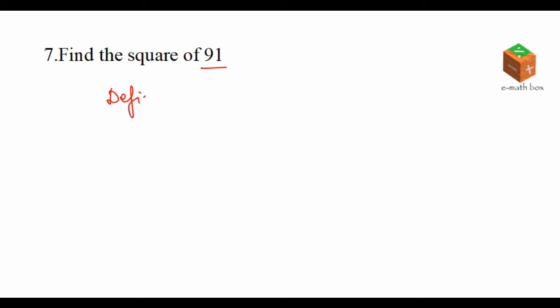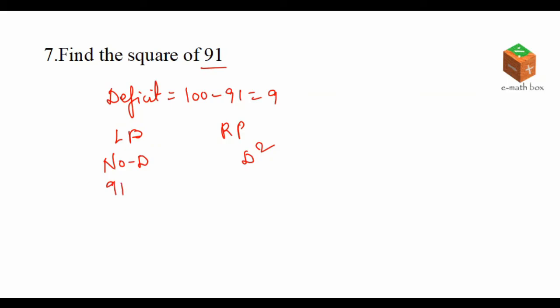Now the left hand part and the right hand part. The left side part is the number minus the deficit, and the right hand side part is the deficit square. So the number is 91 minus 9, which is 82. And the deficit square is 9 square, which is 81. Finally we can combine the answer and write it as 8281. So this is the square of 91.